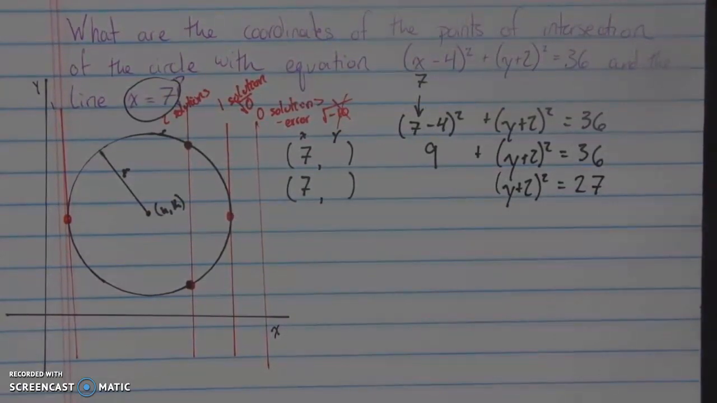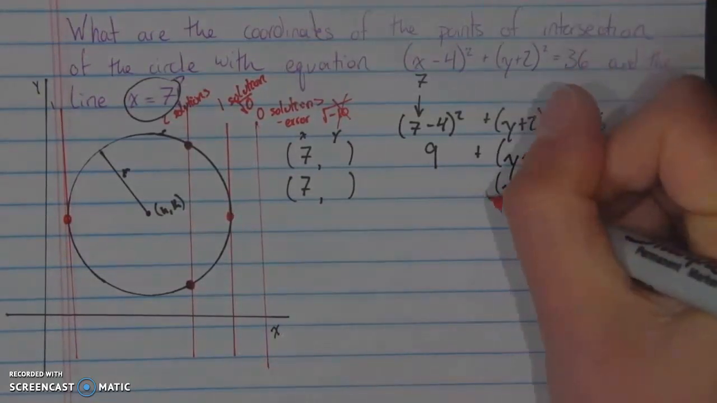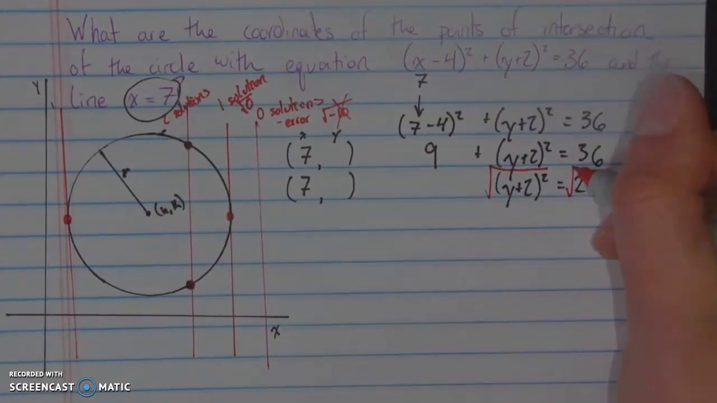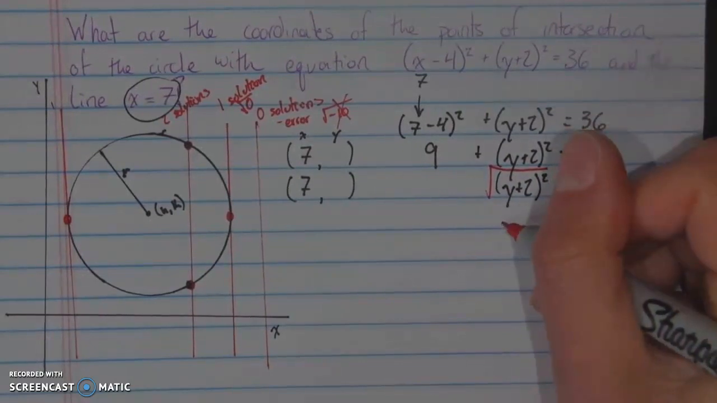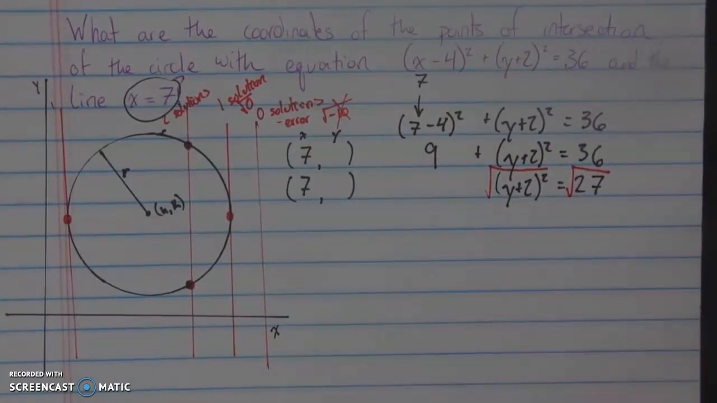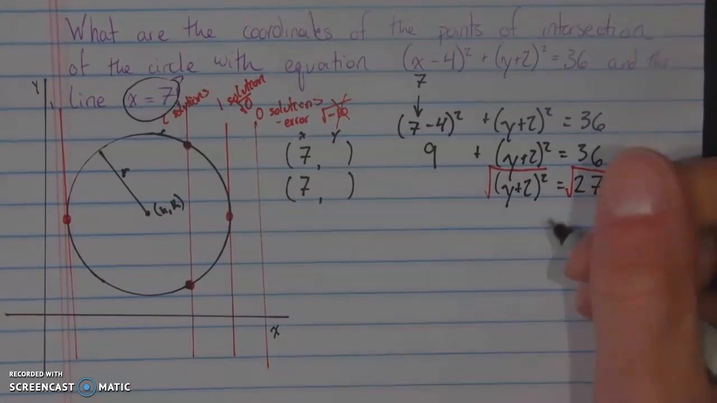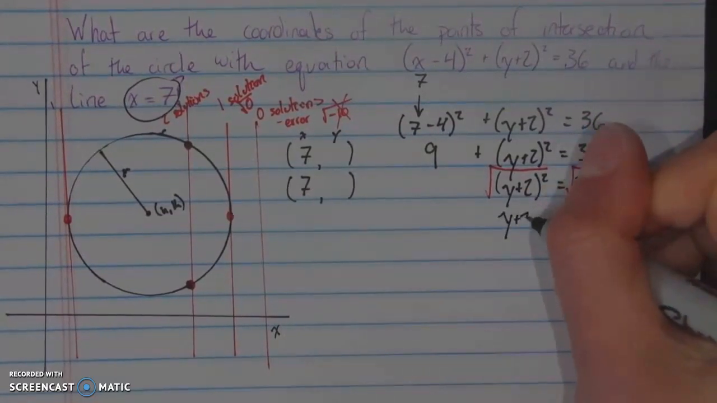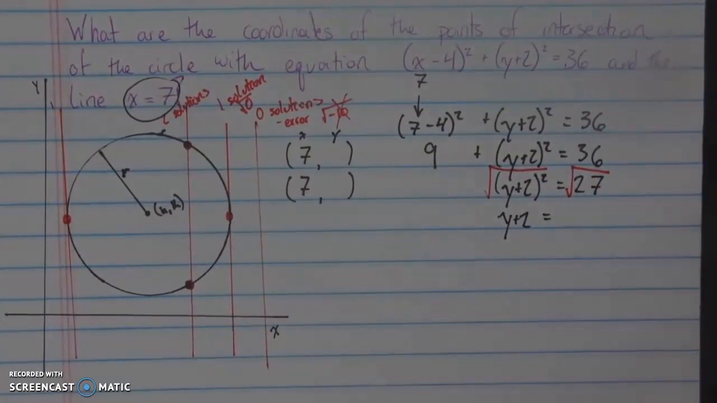What we need to do at this point is get rid of this squared. And I think we're all pretty comfortable with taking the square root of something. So here we end up with y plus 2 is equal to, well, what is the square root of 27? The square root of 27 is 5.196.